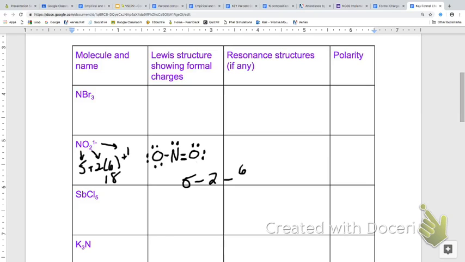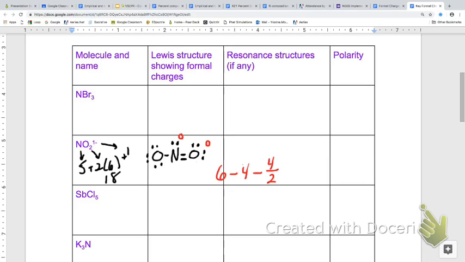It's got 6 in a bond divided by 2, which gives us 3. So 5 minus 2 minus 3 gives us a 0 formal charge on that nitrogen, and that's a good sign. Let's do the same thing for the oxygen on the right. We've got 6 valence electrons, 4 that are unshared, and 4 that are in the bond divided by 2. So 6 minus 4 minus 4 divided by 2 gives us a 0 charge on that oxygen.